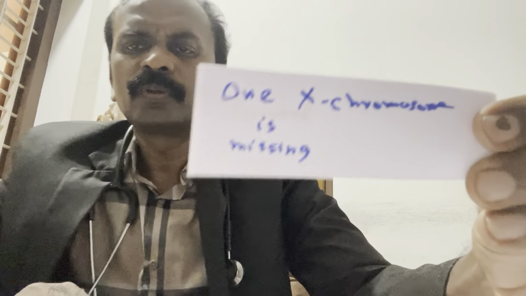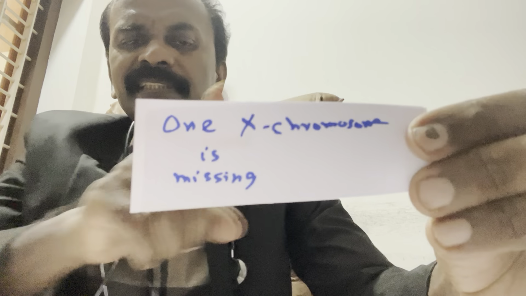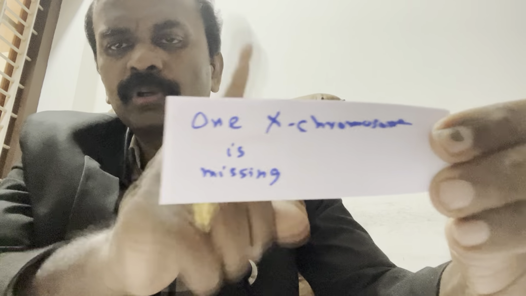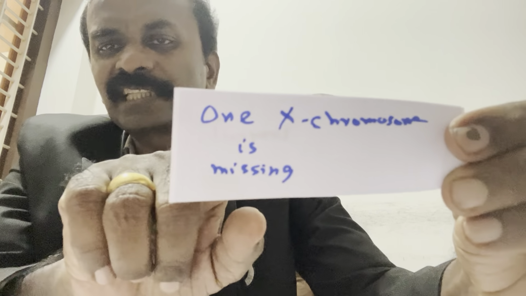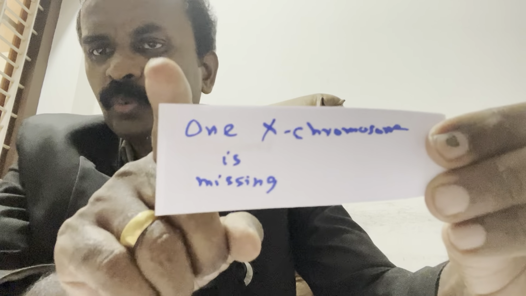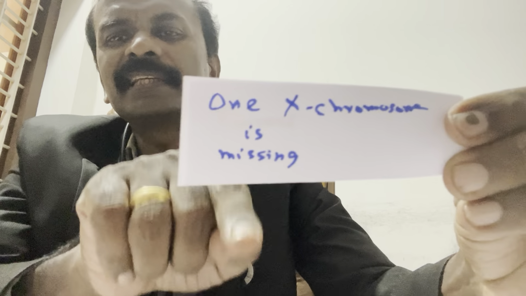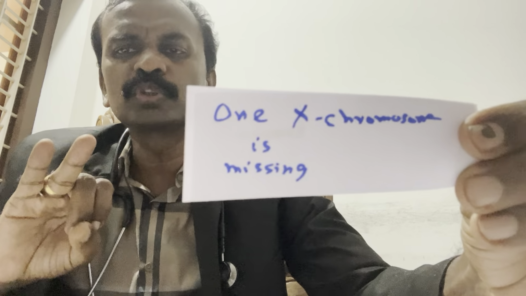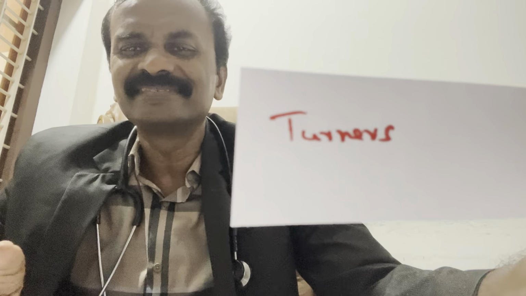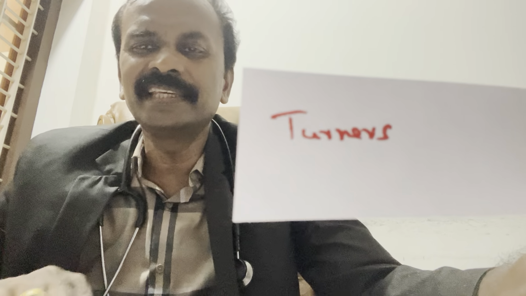See, I am going to highlight some points. One X chromosome is missing. See the word X, not Y. Don't confuse, okay? One X chromosome is missing, not an extra copy. Every word is important here. One is important, X is important, missing is important. So one X chromosome is missing. What is the diagnosis? Turner. T-U-R-N-E-R. I made it very clear.